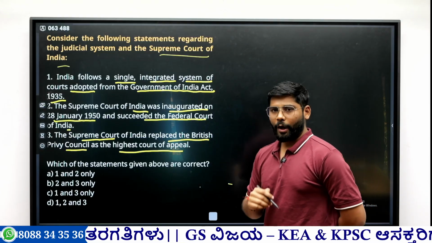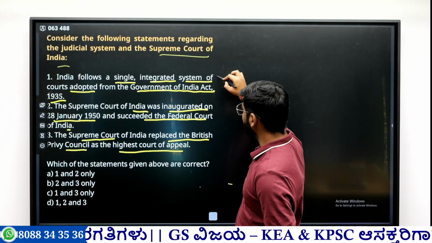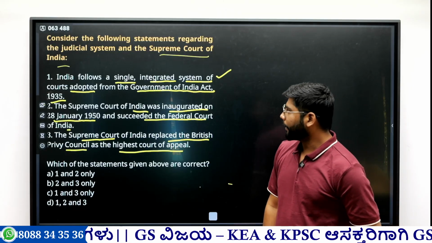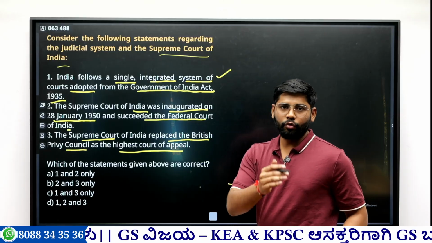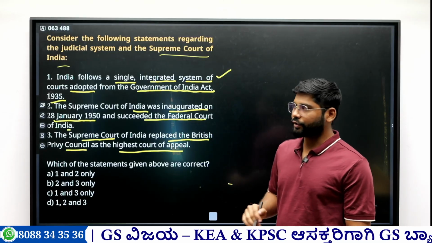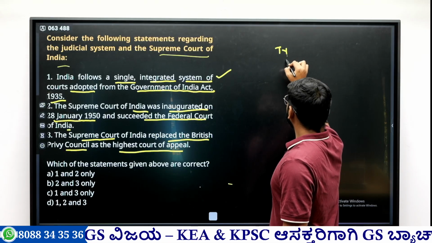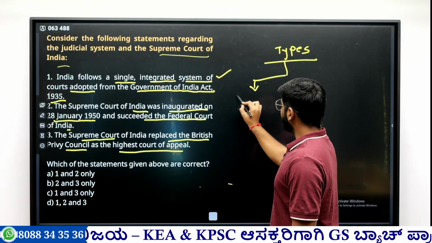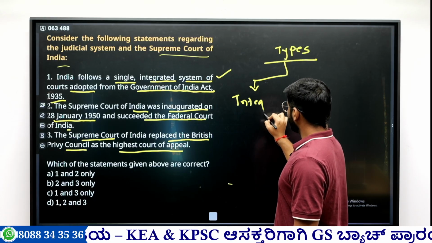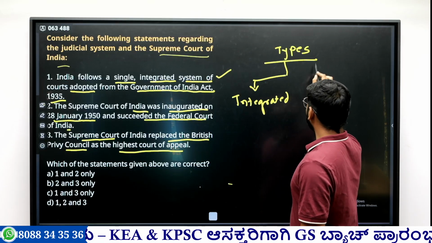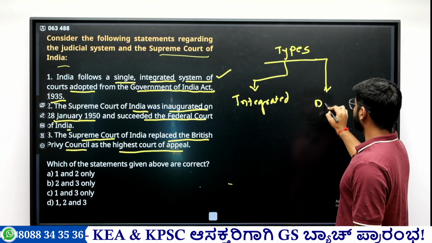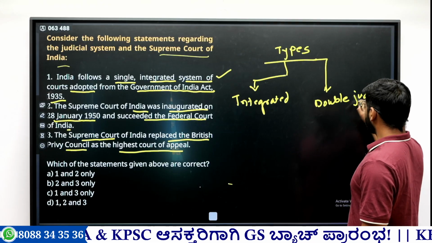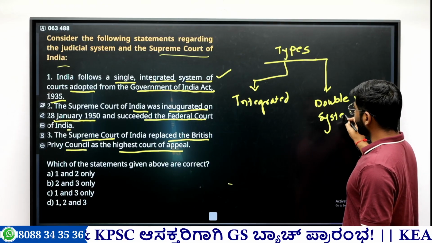We all know we have adopted a single and integrated system of courts, and that was given in the Government of India Act 1935. There are two types of judicial system. One type is integrated. The second type is double. So when it comes to the integrated system, what happens?